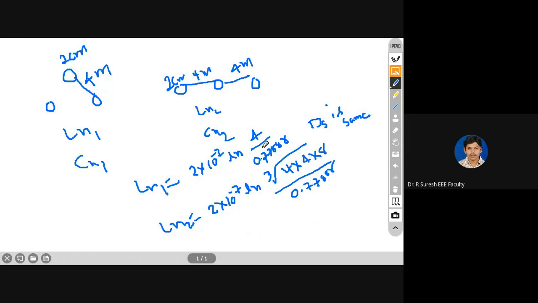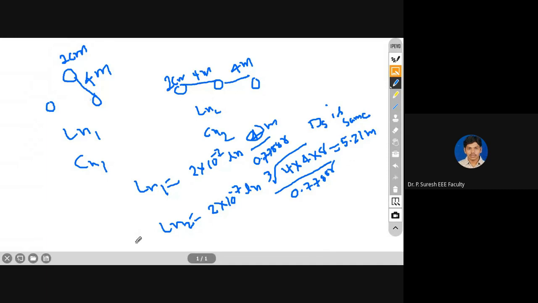Which is changing? GMD is changing. So which GMD is high? Based on that, inductance will be more. So now tell me, what is the cube root of 4 into 4 into 8? It is obviously more than this GMD or not? This is approximately 5.21 meters. It is 4 meters. Which GMD is more? Flat horizontal spacing GMD is more than symmetrical spacing.